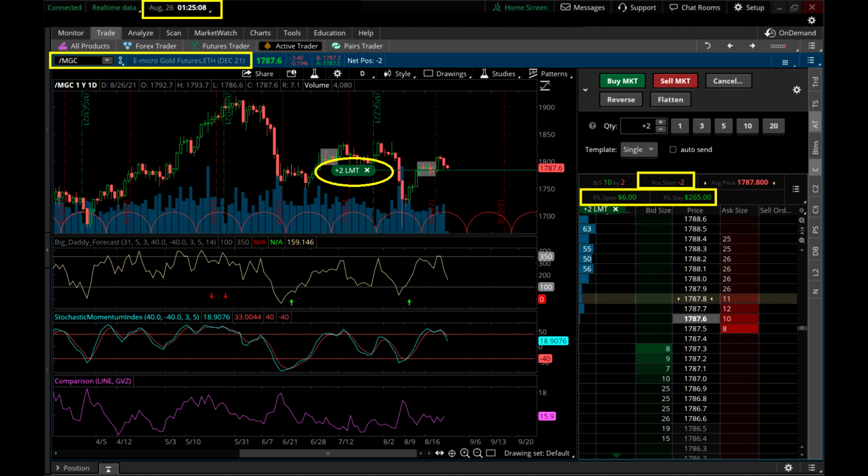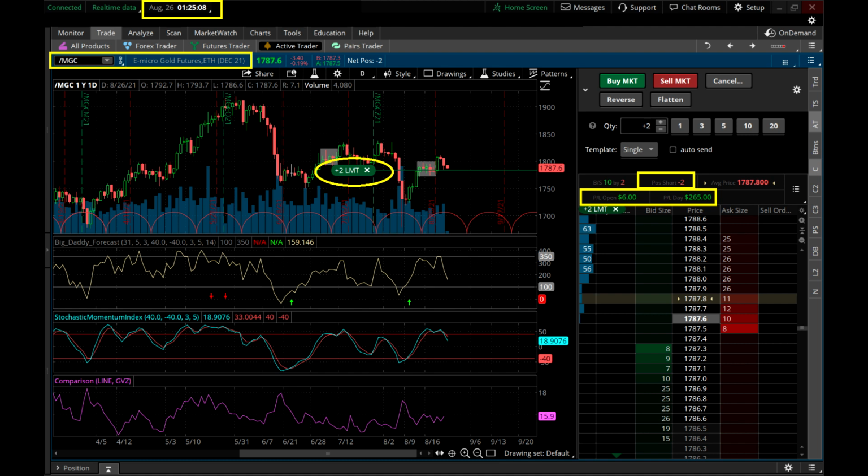Well, if you look to the right of the screen, you can see my average price is 1787.8. The current price is 1787.6. I can't do a trailing stop with only 2 ticks. It was getting late. I wanted to go to bed. I kept the position really small. I want to just emphasize that again.